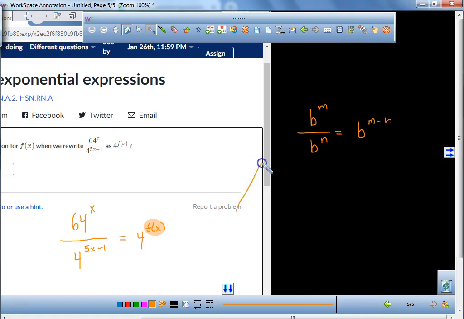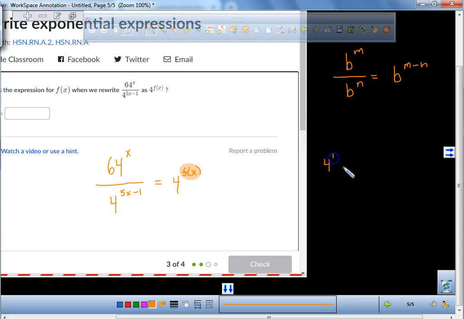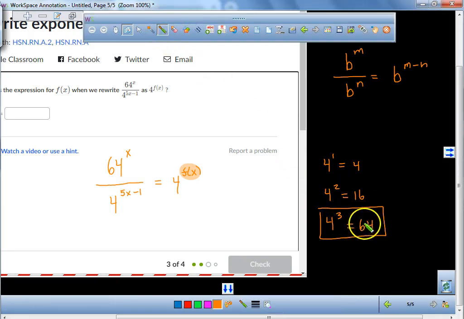But over here, you will notice that these are not the same base. This is where it's helpful if you know your multiples. 4 to the power of 1 is 4. 4 squared is 16. 4 cubed is 64. This is what you're going to utilize in this problem. So could you please take the 64 that you see right there, and what do I want you to change it to? 4 to the power of 3.